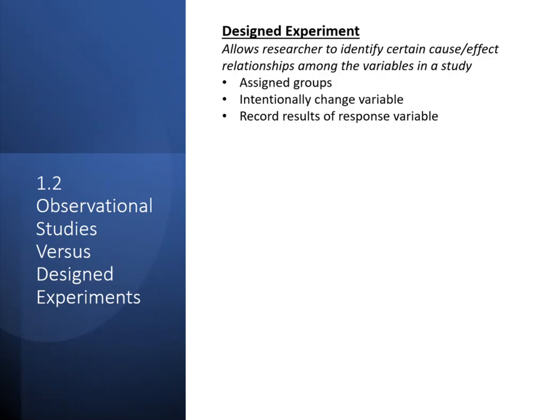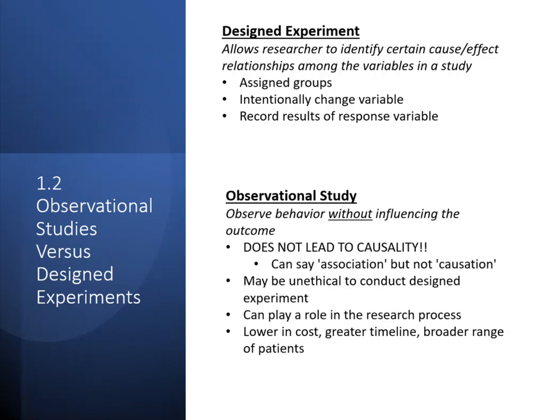Now we can contrast that with our observational study. In an observational study, we do exactly as the name implies. We are only observing what is going on without influencing the outcome. This means that we are only allowed to say that there may be an association between our variables, and we are not allowed to claim any type of causation. That's only done in an experiment. So as it states there, we can only say association, but not causation.